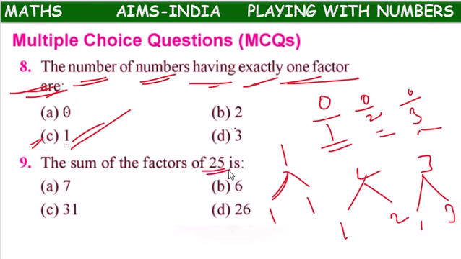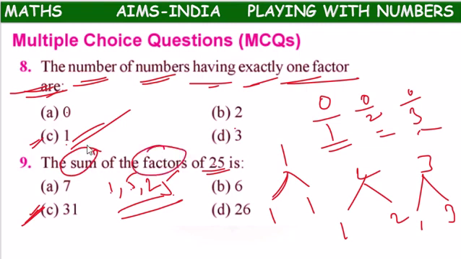Next, sum of factors of 25. What are the factors of 25? 1 times 25, next 5 times 5. So 1, 5, 25. These three are the factors of 25. 25 plus 5 is 30, plus 1 is 31. 31 is the sum of the factors.